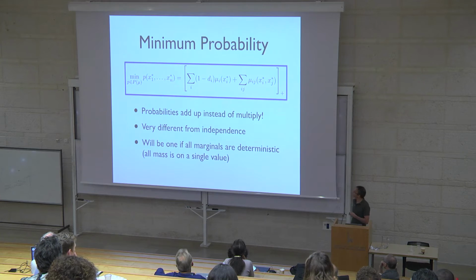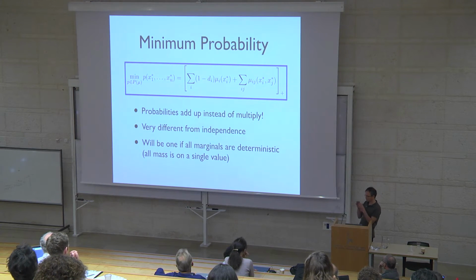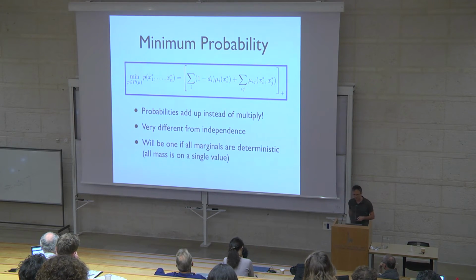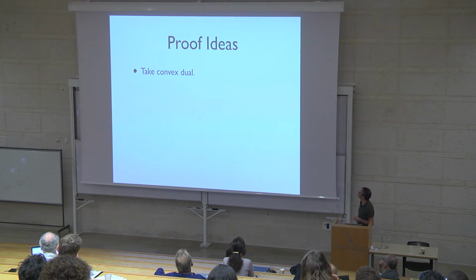Okay, and the case where the minimum probability will be 1 is when there is a sort of provably deterministic relation between all the x's. So essentially when all the pairwise tables are deterministic and all point to the same assignment, then this minimum probability will be 1. The proof is somewhat technical, but it has some interesting ideas. I'll just gloss very quickly over that.